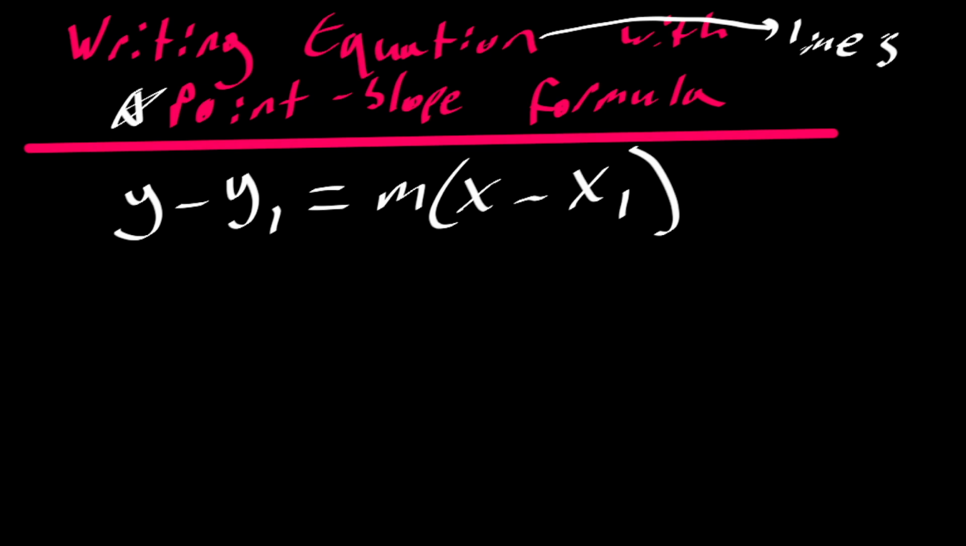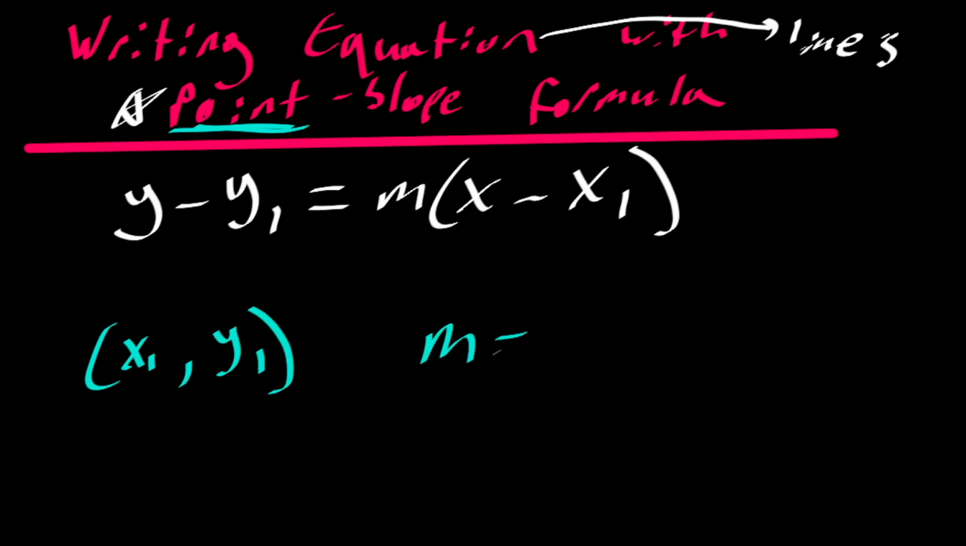Now, the point slope formula is essentially just like it sounds. You're going to be given a point, which is x1, y1, and you're also going to be given the slope, so m equals the slope. The reason we call this the point slope formula is because if you have the point and the slope of a line, you can shove it all into this formula, and what you get back will be the equation of the line.